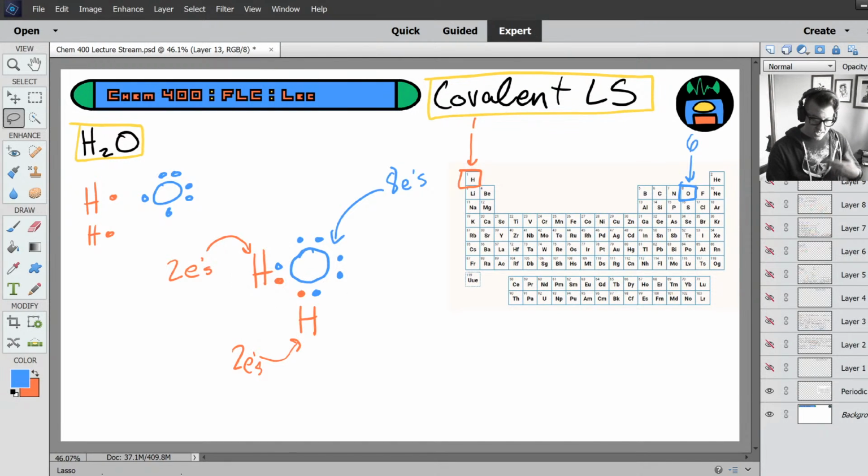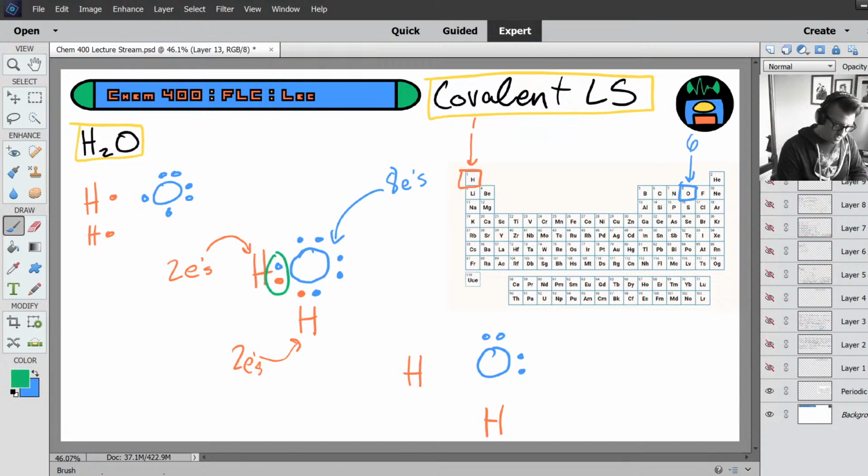All right, so we would then draw the Lewis structure for water as follows. You'd have oxygen, you have your 2 hydrogens, and then, remember, we represent our covalent bonds as lines. You'd have a line from oxygen to 1 hydrogen, then a line from oxygen to another, and that is the covalent Lewis structure for the molecule of water.